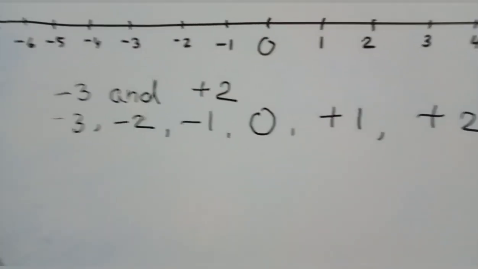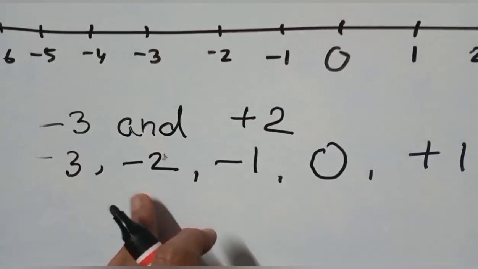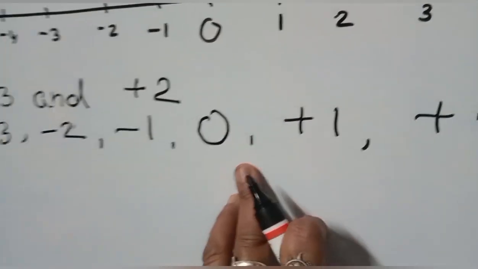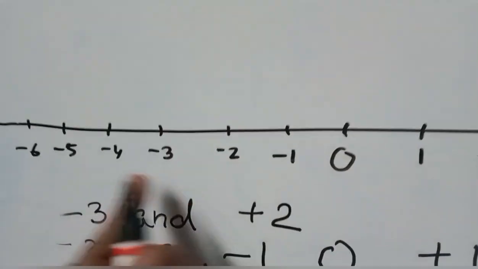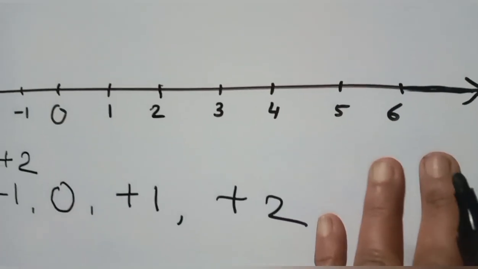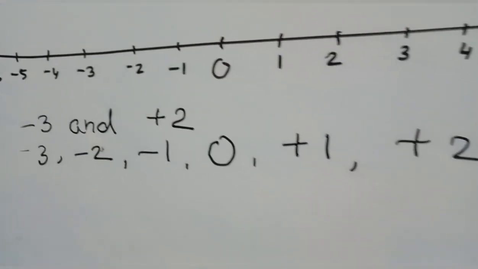Okay. So the smallest number here is minus 3. Then bigger than that is minus 2. Then minus 1. Then 0. Always remember, 0 is greater than any negative number. Always remember. And positive numbers are all greater than 0. These are the few things we must learn.